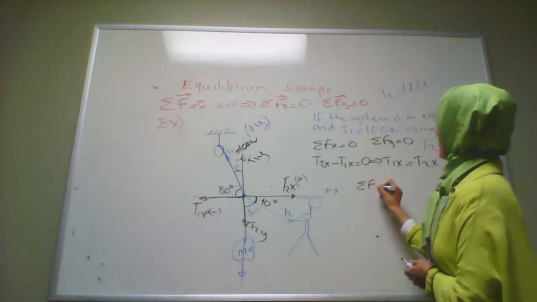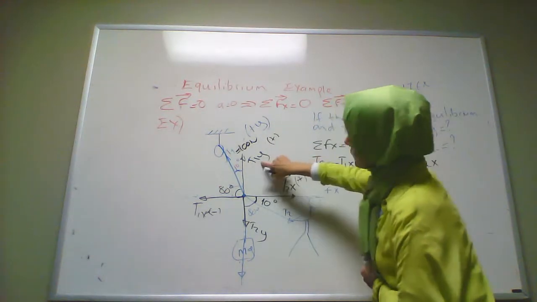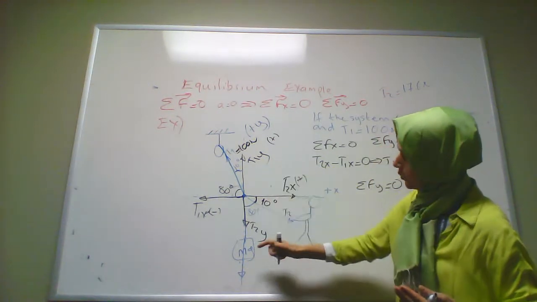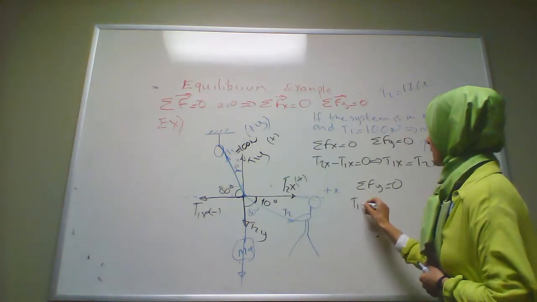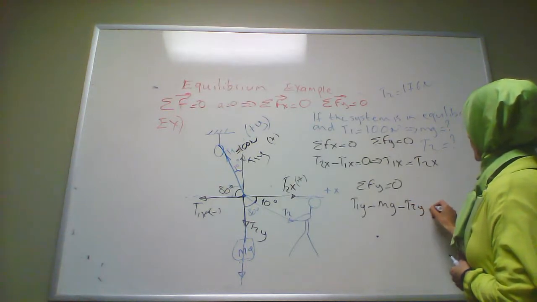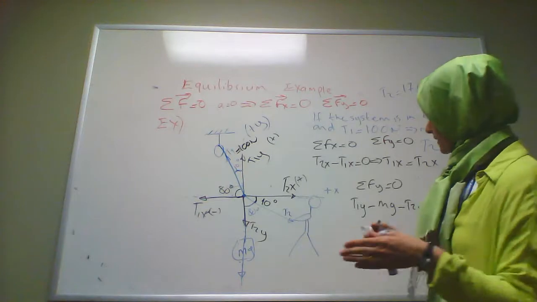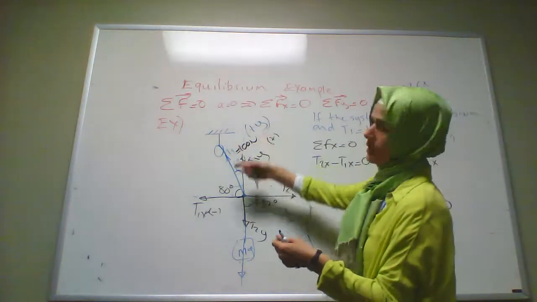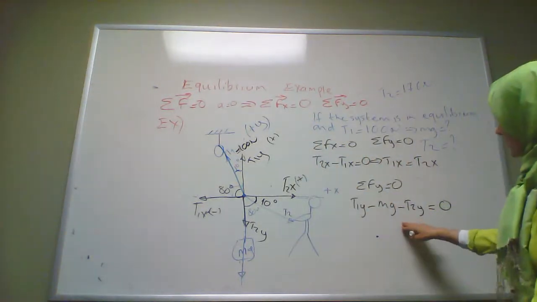Total Fy is equal to 0. Up direction is my positive direction, so I have T1y up direction is positive, and downward I have T2y and mg. So I'll be writing T1y minus mg minus T2y is all equal to 0. What I can skip and directly do here is I will be finding the total forces in upward direction will be equal to total forces in downward direction, which comes from here.